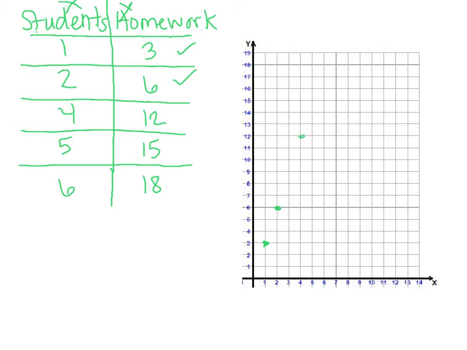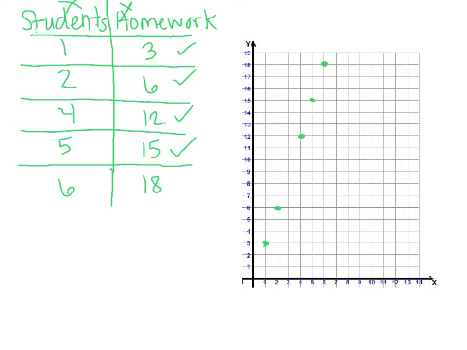Go up to 12, over to 4, up to 12. There's my point. My next point is 5, 15, over to 5, up to 15. Make my dot. Over to 6, up 18, and I'll make my last point. Now, all I have are a bunch of dots right now.